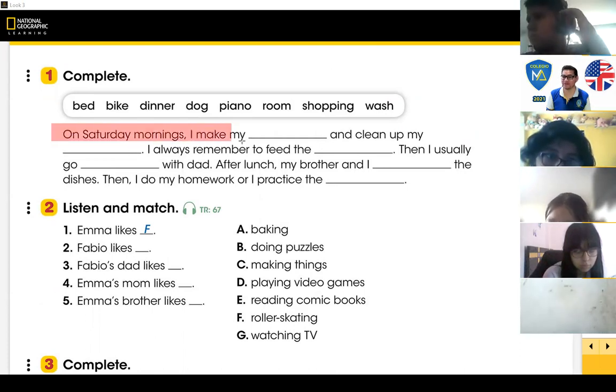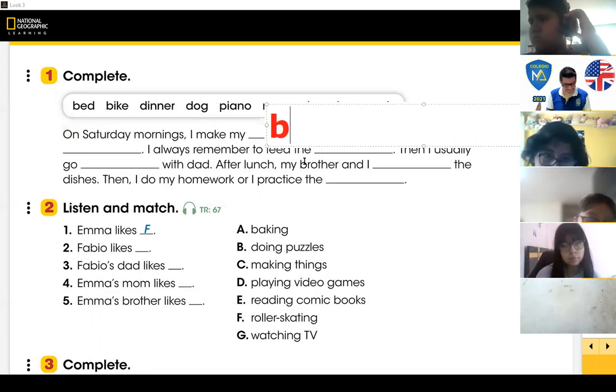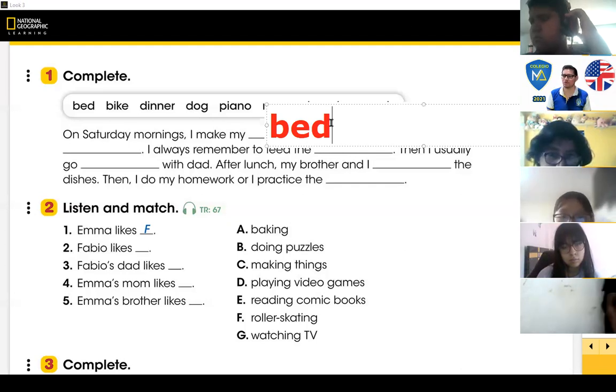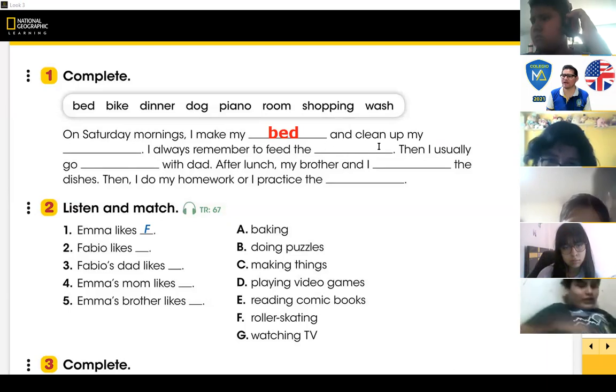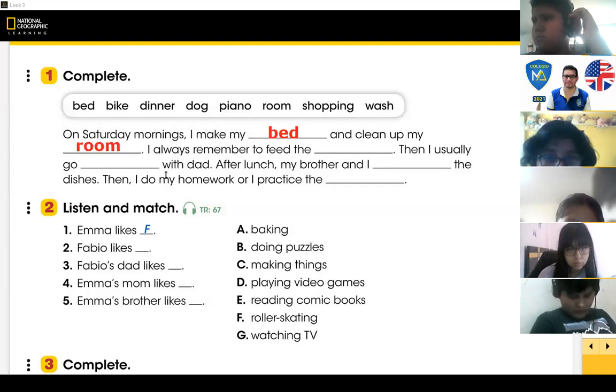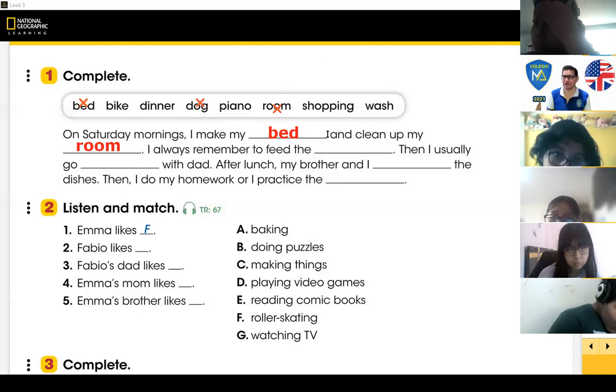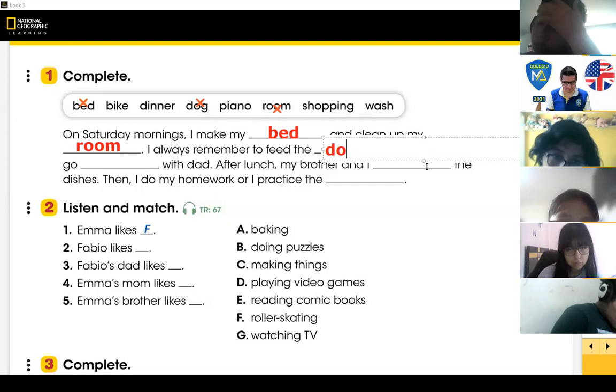On Saturday mornings, I make my... What do you think? Bed. Excellent. I make my bed. That's correct. What else? And clean up my... Room. Very good. Clean up my room. Next, I always remember to feed the big... dog. That's right. Now we have bed, room, now we have dog. Okay, I feed the dog.